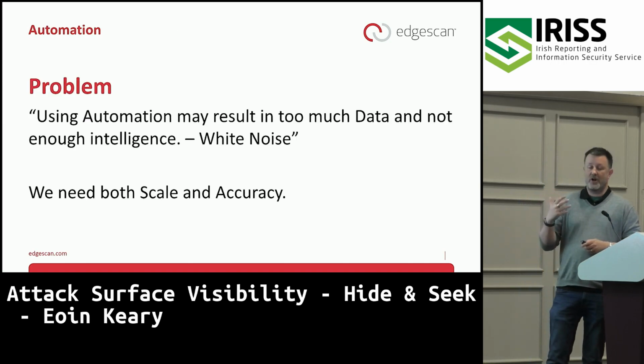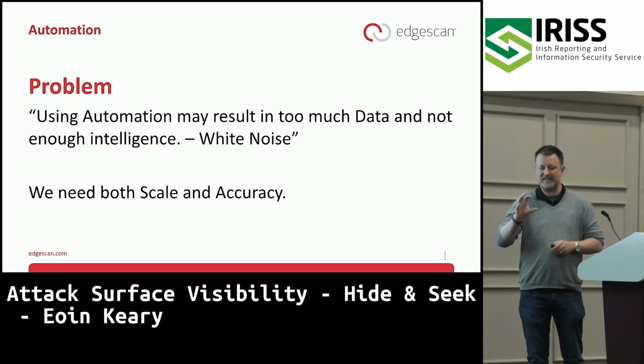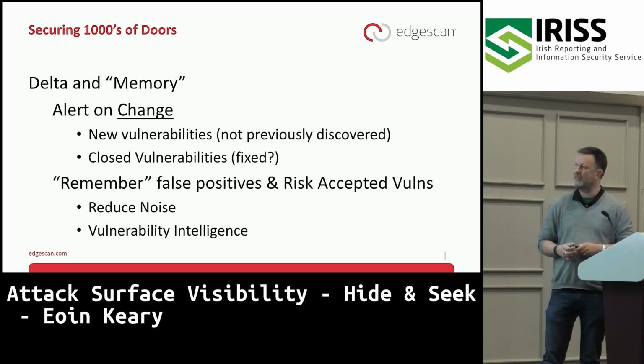So using automation alone, I'd say, is white noise generation. It doesn't give you value. It produces data and not information. The idea is that scale and accuracy are the challenges that we have. So what I'm talking about there are some ideas around that.